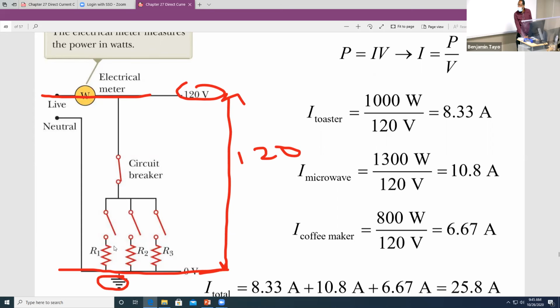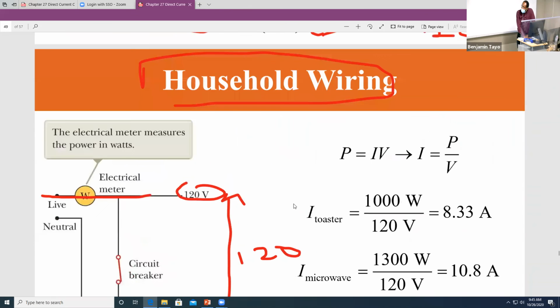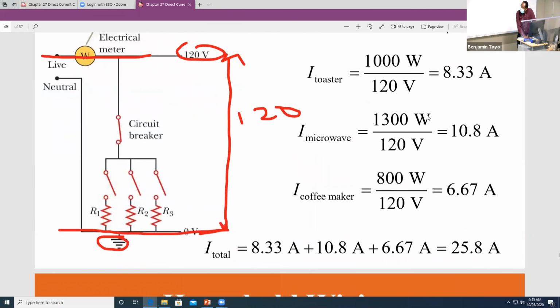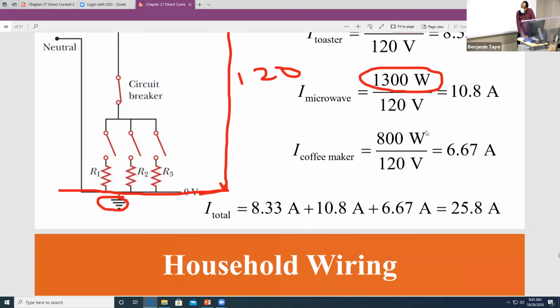And then what I'm going to do is connect 3 devices here, 3 devices that have resistances R1, R2, and R3. Now, what you want to remember here is that those 3 resistors are connected in parallel. So all of those 3 resistors are going to be receiving the same voltage, the 120 volts, right? But what I want to calculate is how much current goes through each of these resistors. So suppose we have a microwave that is rated at 1300 watts, and a toaster that is rated at 120 watts, and a coffee maker that is rated at, so those are called powers, right?